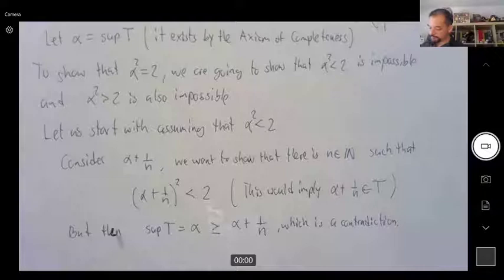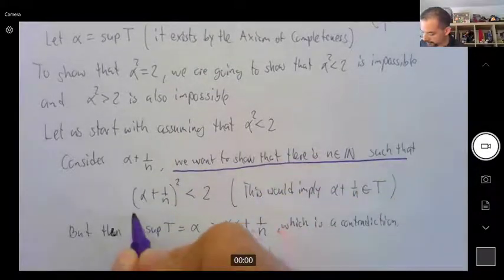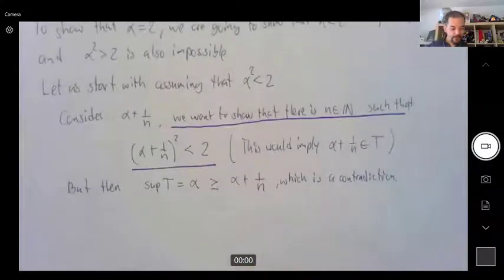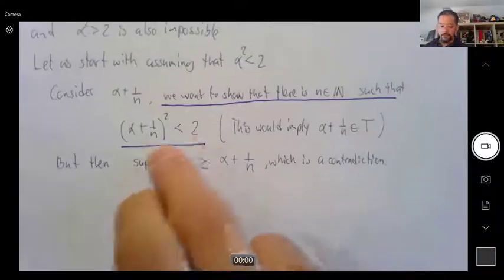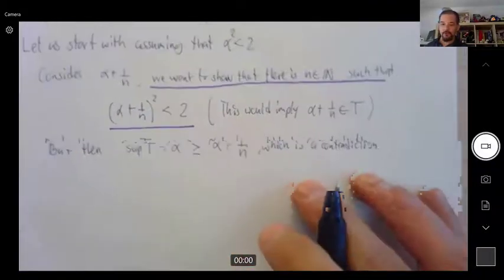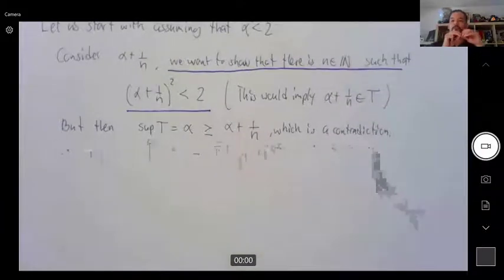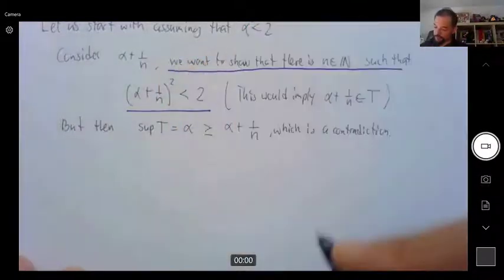So this is all we need to do. Find an n that makes this happen. Okay. Now, how do we do that? Well, let's try to see what this would entail. I'm now going to show you how you discover the rest of the proof. I don't want to present to you the clean proof. I want to show you how you could find it on your own. So what would you need to do here?